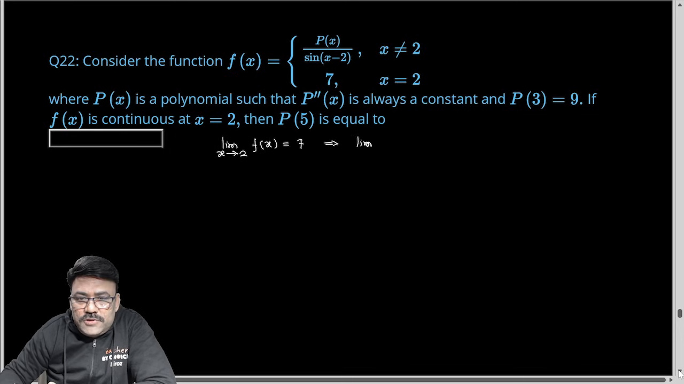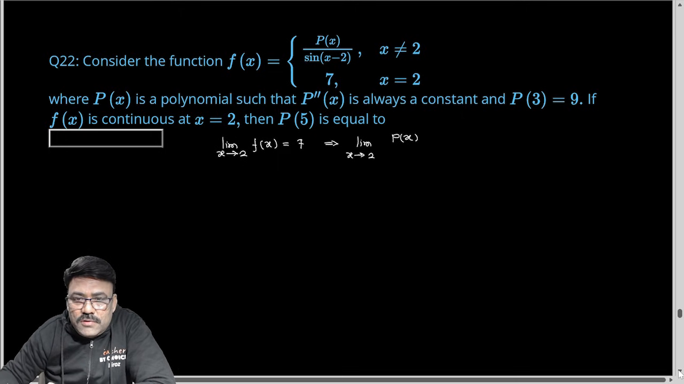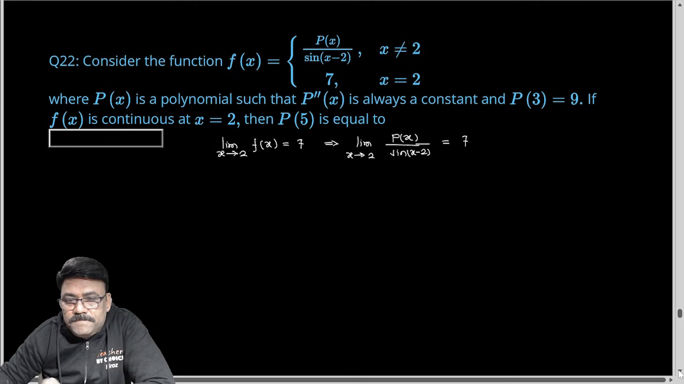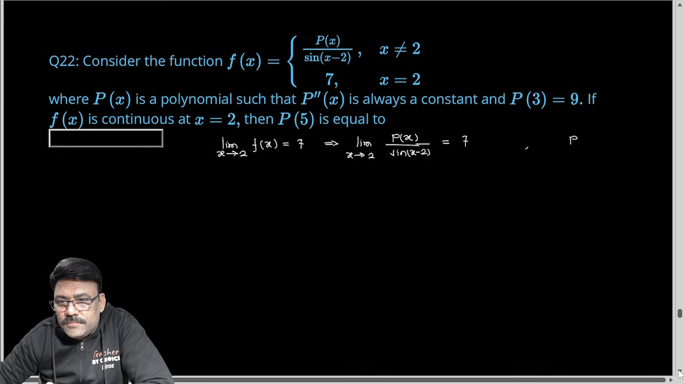And limit x approaching 2 of f(x), f(x) is what? f(x) is P(x) over sin(x minus 2). This limit must be 7. And since the denominator is approaching 0, the numerator must be approaching 0. So P(2) must be 0.